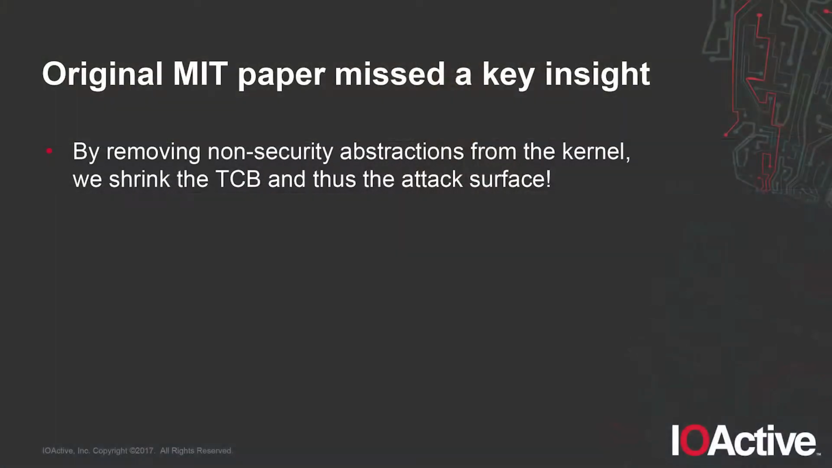So one of the key insights that the original MIT paper missed is that it's not just a performance benefit if you switch to an exokernel architecture. If you're moving these non-security related abstractions out of ring 0, now you're shrinking the trusted computing base and shrinking the attack surface.